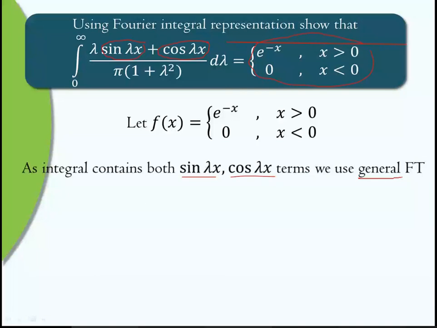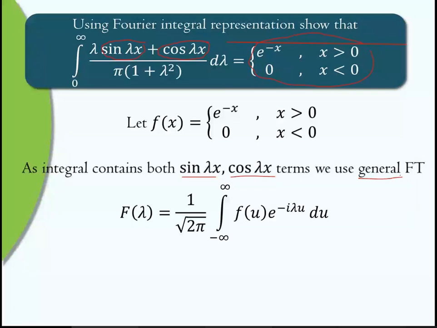Now use the definition of general Fourier transform. Formula for general Fourier is f of lambda is equal to 1 upon square root of 2 pi integral minus infinity to infinity f of u e raised to minus I lambda u du. Okay, it is from minus infinity to infinity. Now we know the function, but this function is defined in different intervals. So split the integration according to this interval. Greater than 0 means it goes up to infinity, and less than 0 means it can go below up to minus infinity. So split this integration according to this interval.